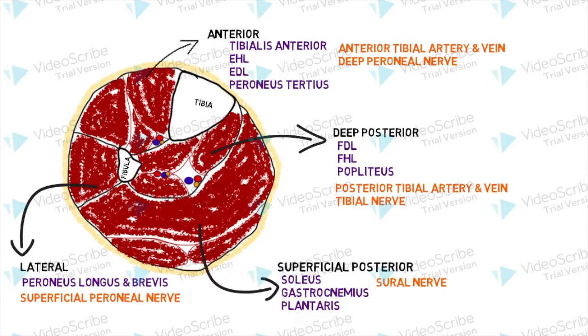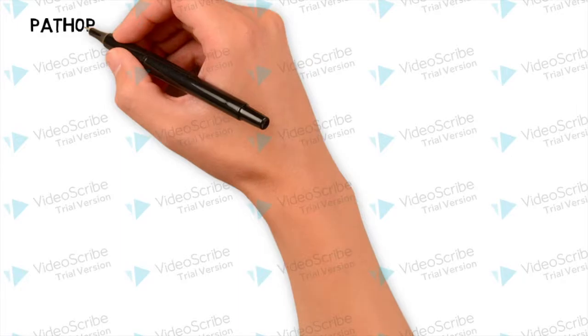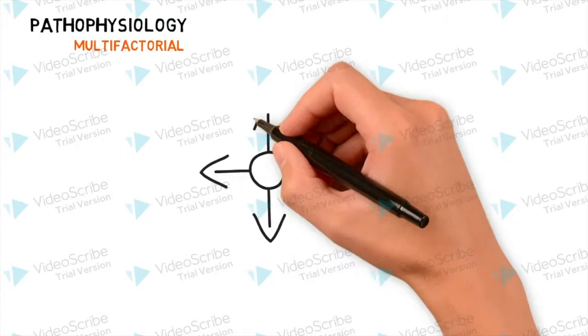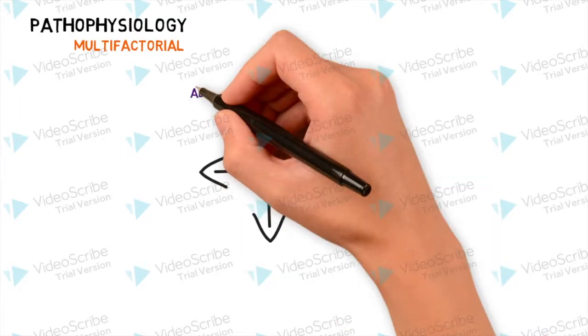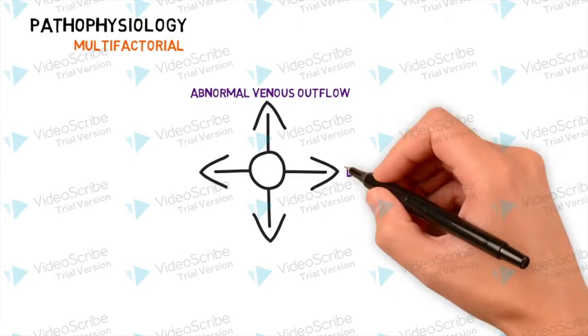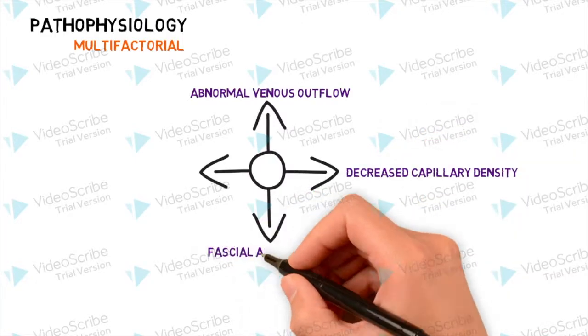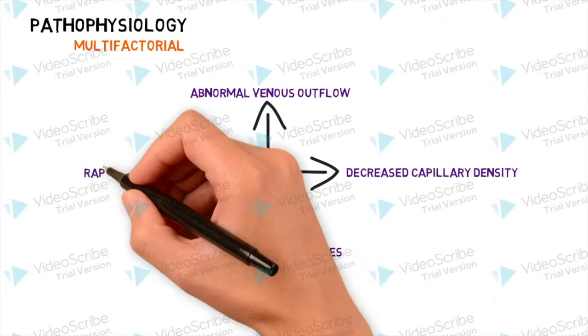There is currently no consensus regarding the pathobiological mechanisms behind this condition. However, several plausible theories exist, and it's believed to be likely multifactorial in nature. Abnormal venous outflow, decreased capillary density, abnormal fascia, and rapid muscle hypertrophy in the setting of overtraining have all been suggested.